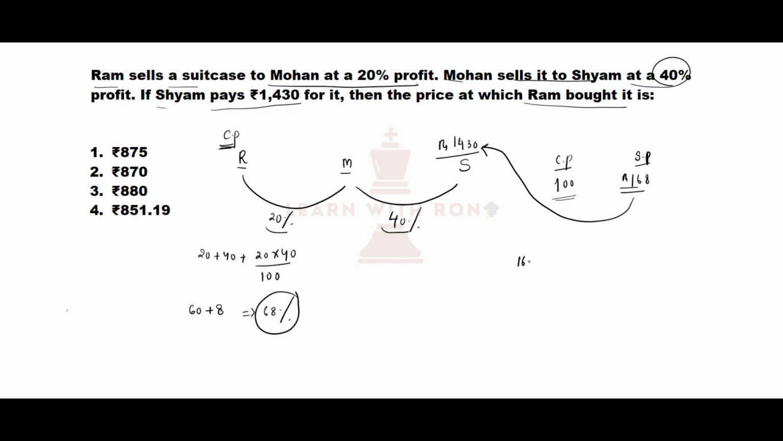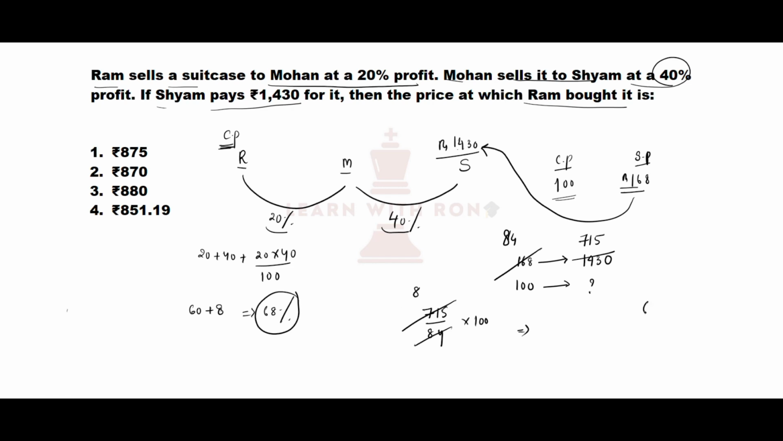So 168 rupees they have given as 1430. So we need to find the value for 100 here. So it's nothing but 2 8s, 2 4s, 2 7s, 2 1s, 2 5s. So finally we need to calculate 715 by 84 into 100. So see here, 84, 8s how much?